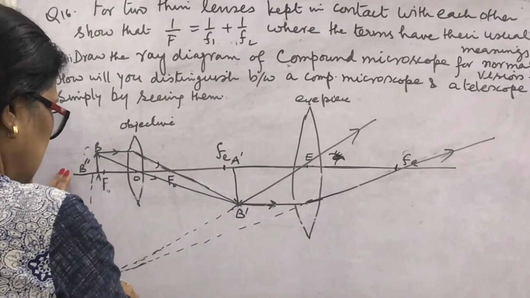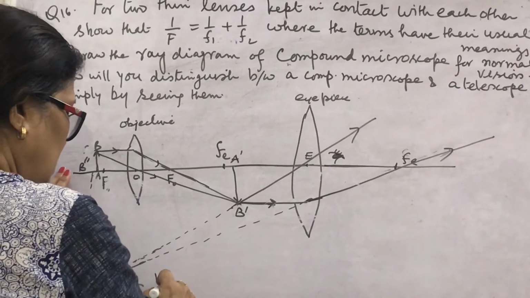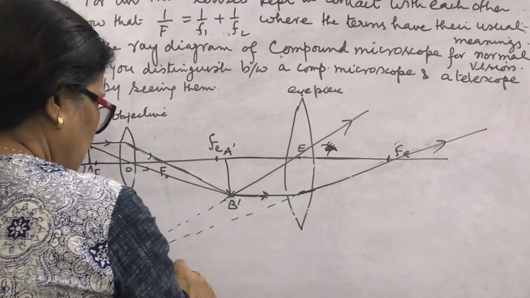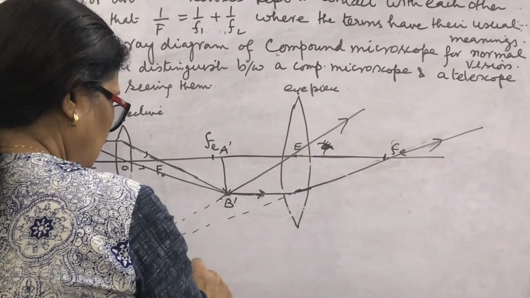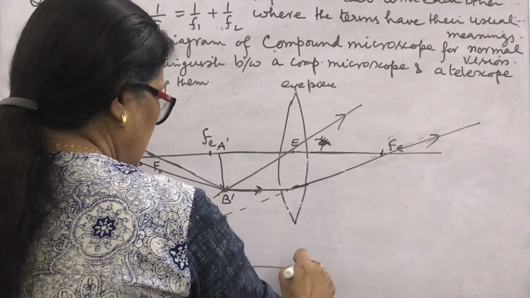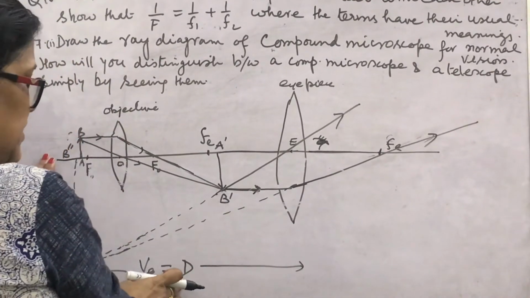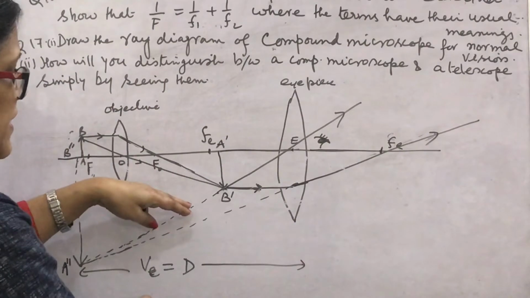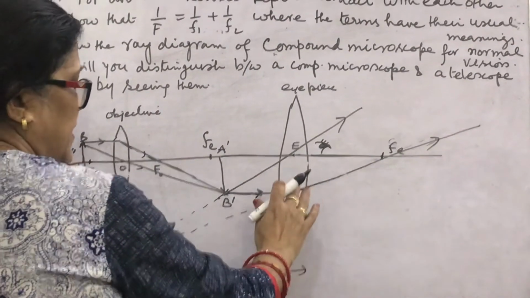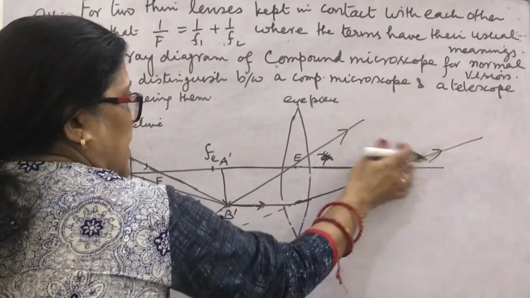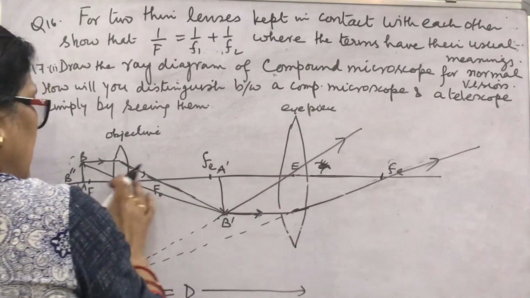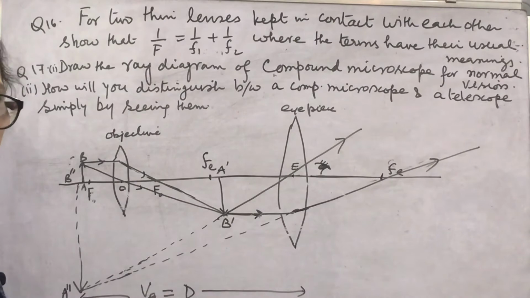This distance is Ve, because for the eyepiece the symbols are Ve equal to D. You write here the least distance of distinct vision. That's why it is called normal vision. This is the ray diagram. Draw the diagram, mark the arrows, label the diagram, put Fe and the optical center, and in this way you have to draw the figure.